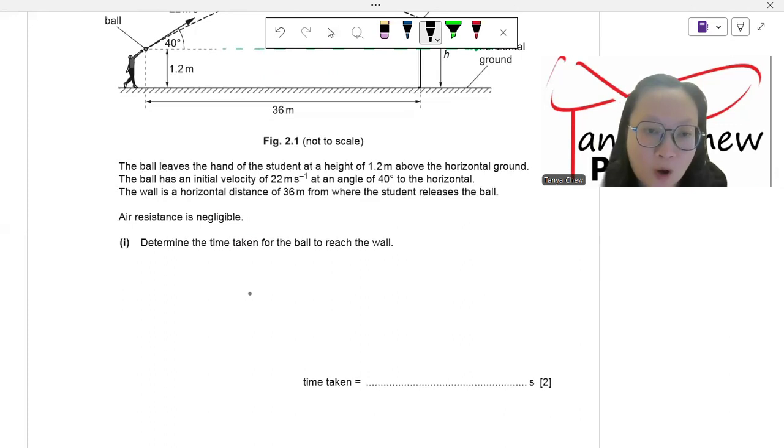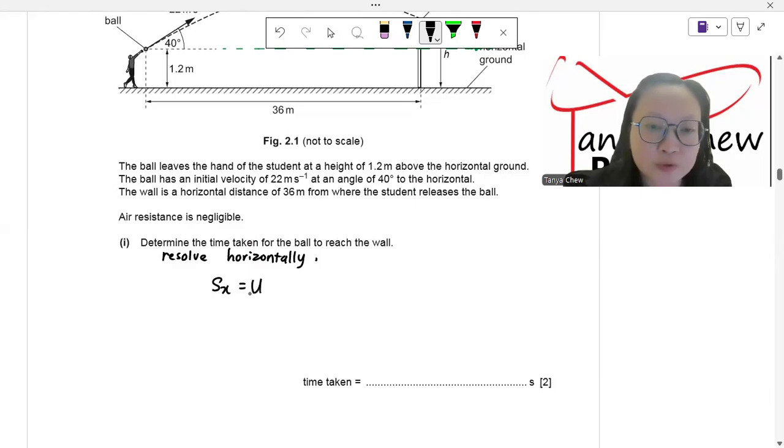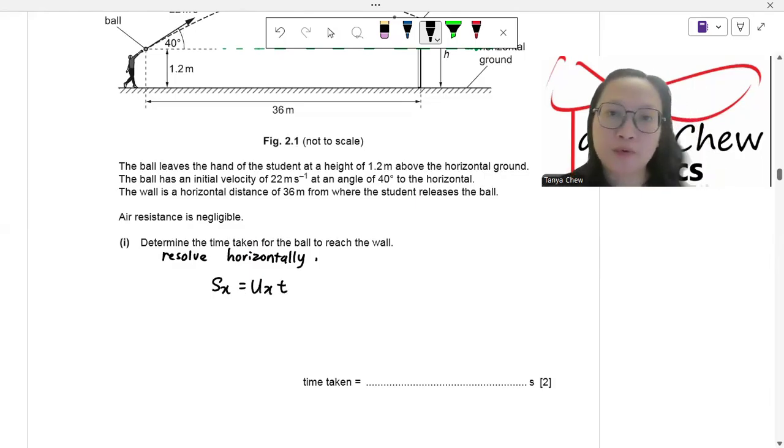I resolve horizontally, or in x direction, right? So I put sx is equal to ux t. x means horizontal. Now I will redraw the one that is given here. This is 40.